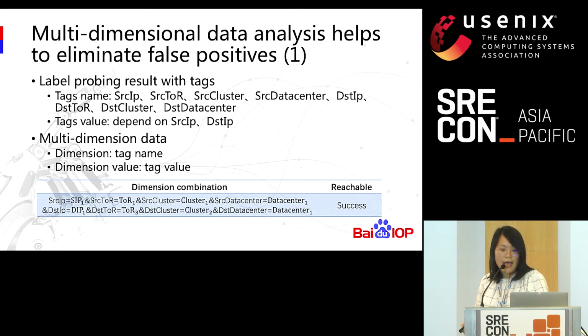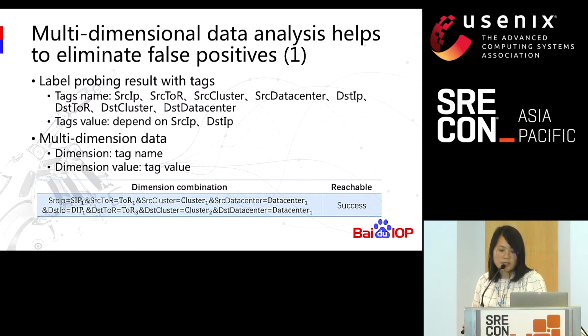Firstly, we extend the table tags of probing results. The tag names are as follows: source IP, source TOR, source cluster, source data center, and so on. The tag name list is designed according to the network architecture. The tag value depends on the probing source IP and destination IP. The tags can help us to analyze where the drops are concentrated.